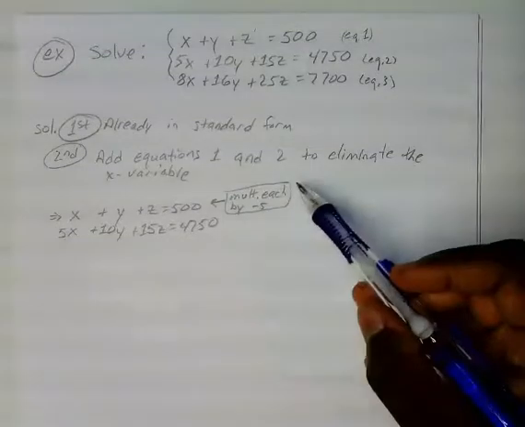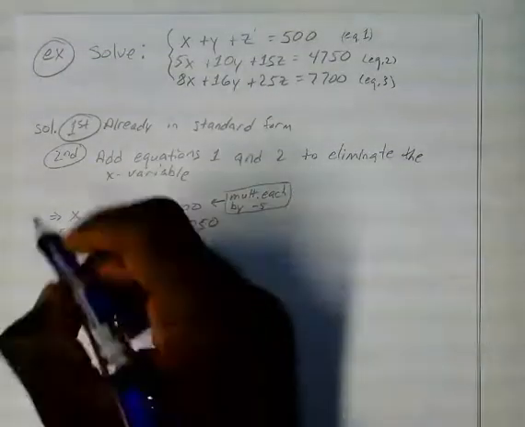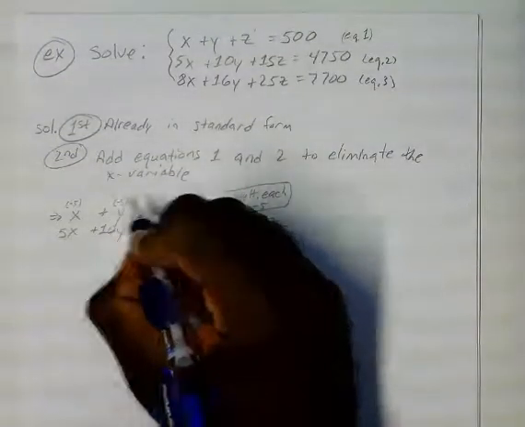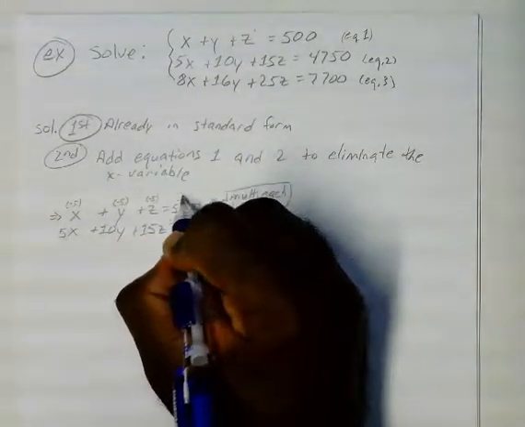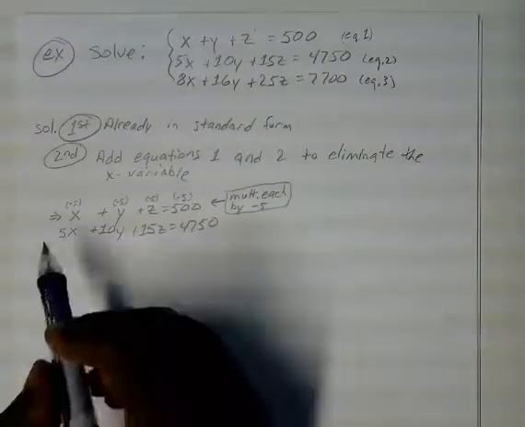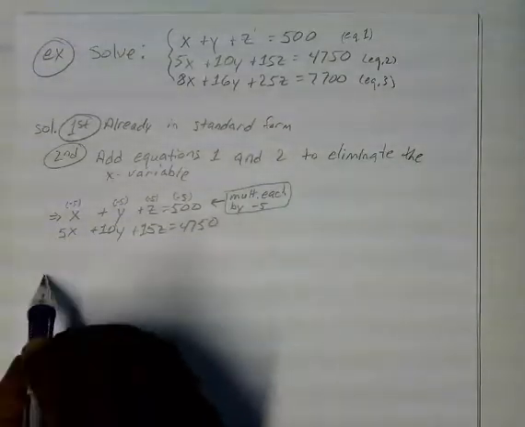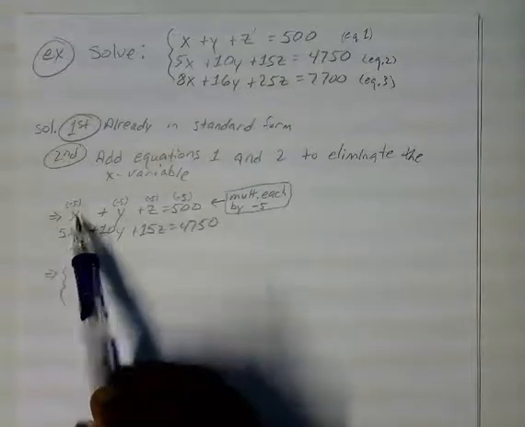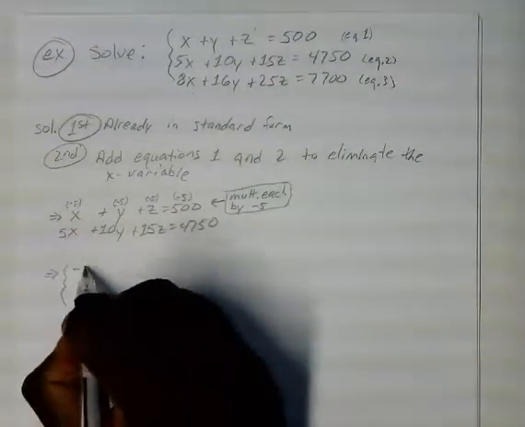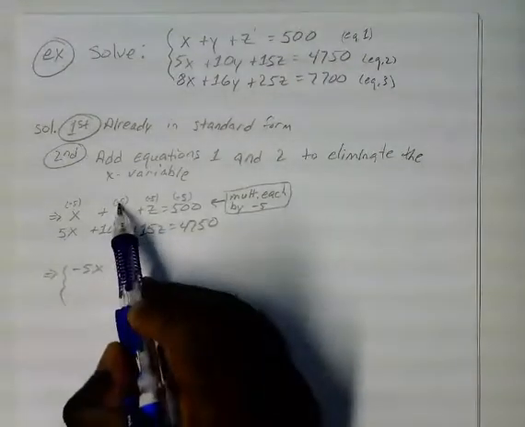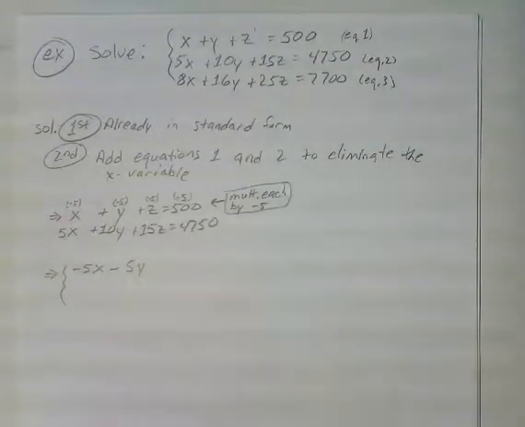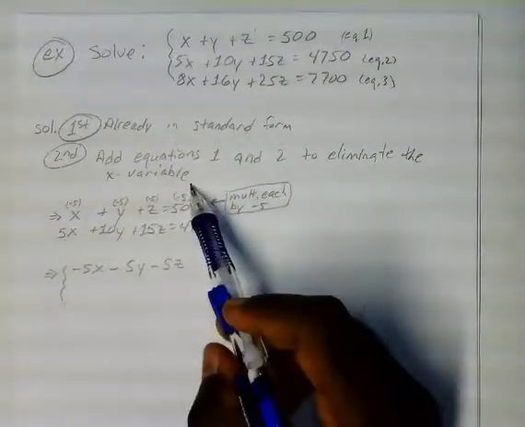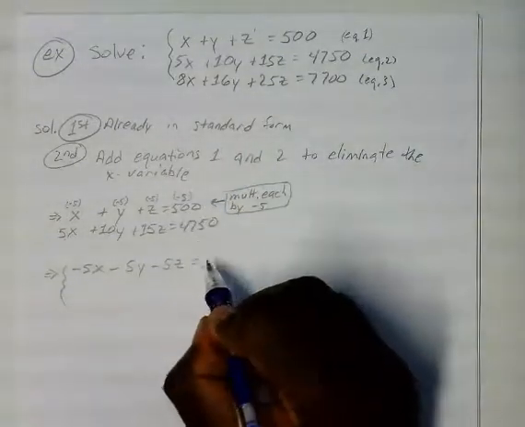Okay, so we're going to go ahead and multiply each of those terms by negative 5. Instead of rewriting them with a negative 5 next to them, I'm just going to put the negative 5 right above them. All right, so we're going to jump ahead and multiply those. Negative 5 times x is negative 5x. Negative 5 times y is negative 5y. Negative 5 times z is negative 5z. And negative 5 times 500 is negative 2,500.